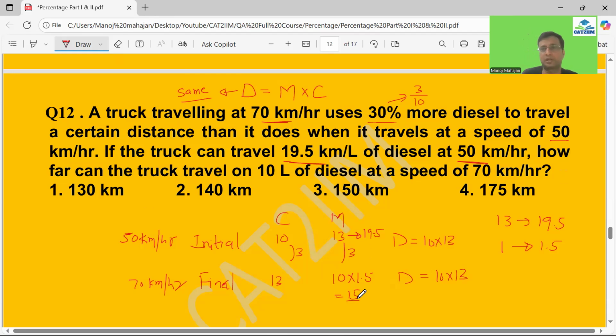Now let's try to answer the question over here. How far can the truck travel on 10 liters at a speed of 70 kilometers per hour? So my distance is what? Mileage, what is that? 15. And what consumption are they looking at? 10. So the value I'm going to get is 150, which is your option number 3.